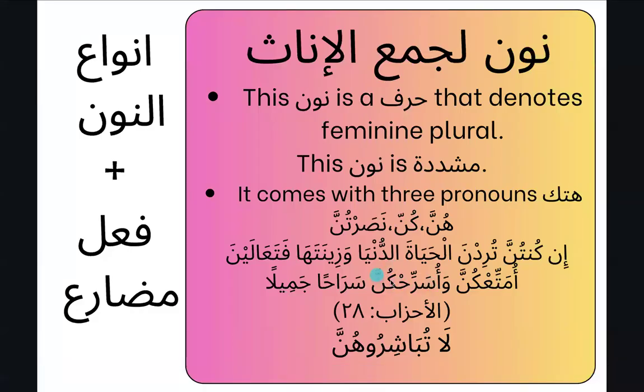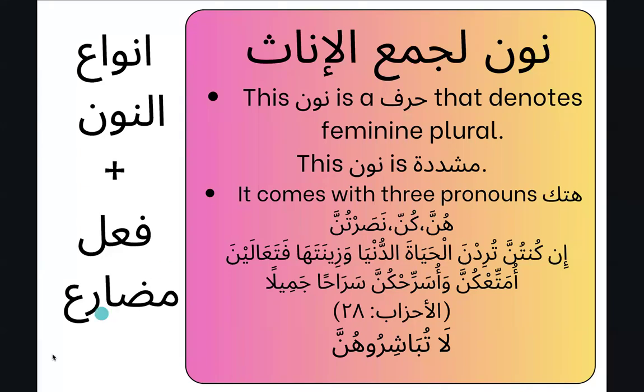So in here it is attached to kaf, which is a maful bihi for fail mudari. But it can be seen as part of this pronoun which is acting as a maful bihi. In here you can see hunna and kunna with fail mudari, not nasartunna. Noon can attach itself to taul file as well, but that is not relevant for this class since this is about the relationship between different types of noon and fi'l mudari. So these are 6 types of noon that you need to know that can be seen with fi'l mudari.